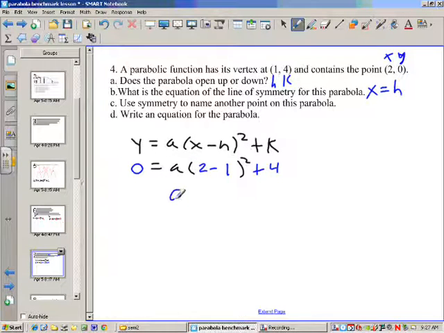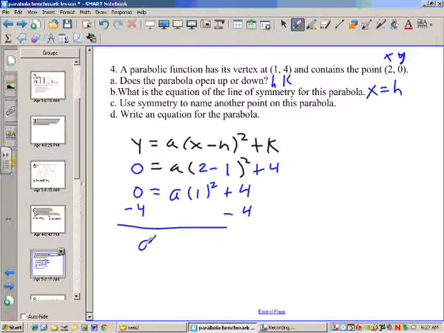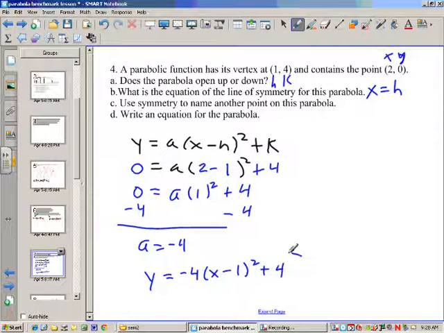Simplify meaning 2 minus 1, that's 1. Squared is 1. And I'll just leave that for now because we know 1 squared is 1. Now we're going to undo plus 4 with minus 4. We get a equals negative 4. The next step is to plug in a, h, and k. So leaving y, we have y equals a, which is negative 4, times x, we leave, minus the 1, squared, plus the k, which was 4. And this is our equation.